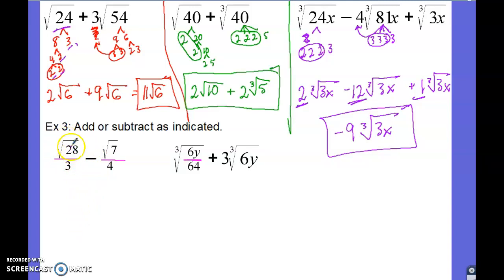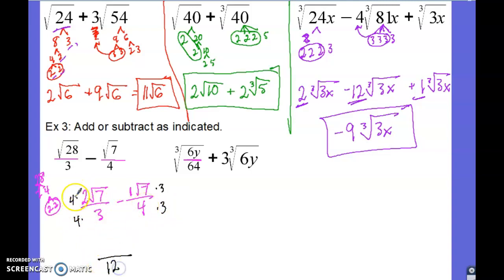Maybe that wouldn't even be my first thing. I would probably simplify this 28. So like off to the side, I'm thinking that 28 breaks down as 7 and 4. 4 breaks down as 2 and 2. So what we're looking at is 2 root 7 over 3 minus 1 root 7 over 4. And maybe from there, I would multiply this fraction by 4 over 4 and this fraction by 3 over 3. That way I can quickly see the same denominator, 12. And up here I have 8 root 7 minus 3 root 7. Well, 8 minus 3 would be 5 root 7 all over 12.